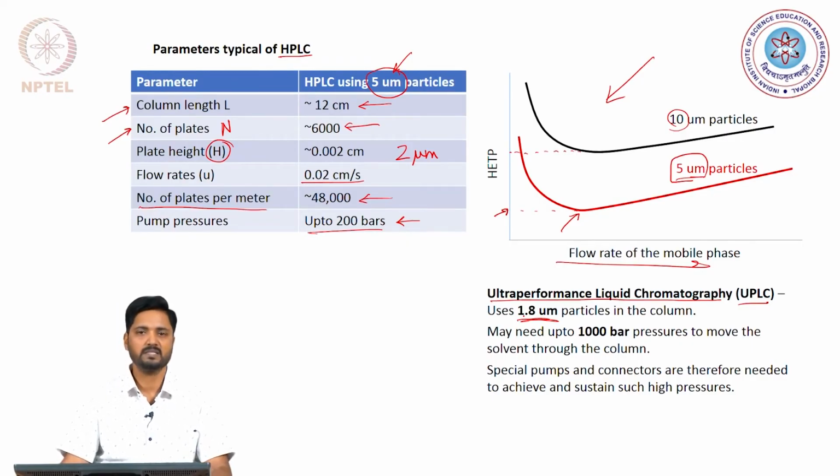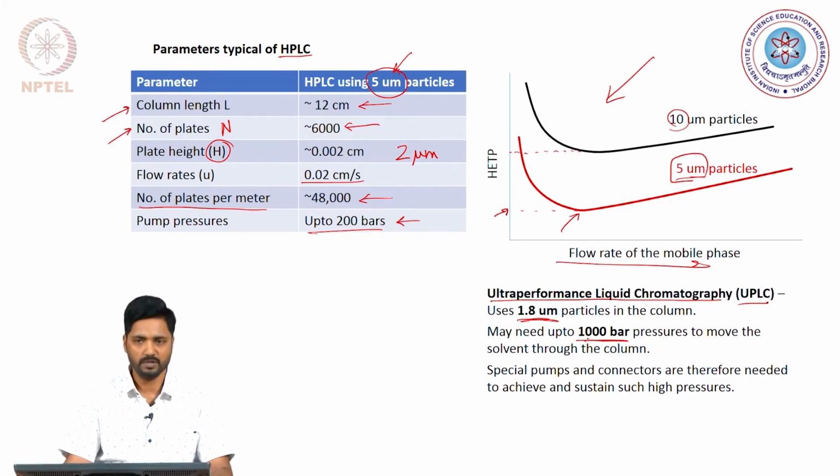However, as can be expected, this comes with an important cost, and that is with regard to the pumping pressure. When we are using particles which are really tiny for making up the stationary phase for the chromatography column, we need to pump at a much higher pressure of up to 1000 bars.